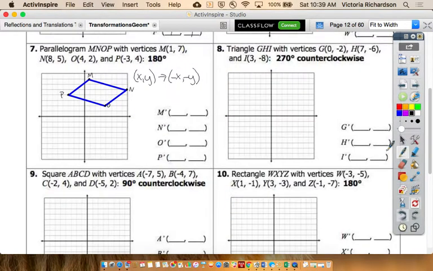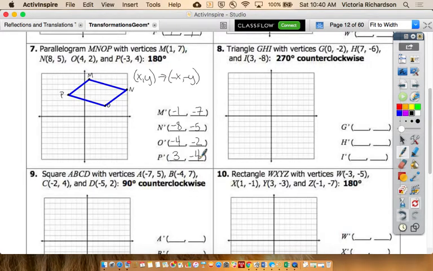Now I'm going to change my ordered pairs. So instead of 1, 7, I have negative 1, negative 7. Instead of 8, 5, I have negative 8, negative 5. Instead of 4, 2, I have negative 4, negative 2. Now be careful on the last one. Instead of negative 3, I'm going to have a positive 3, and the positive 4 changes to negative 4. Because remember, we're doing the opposite signs.